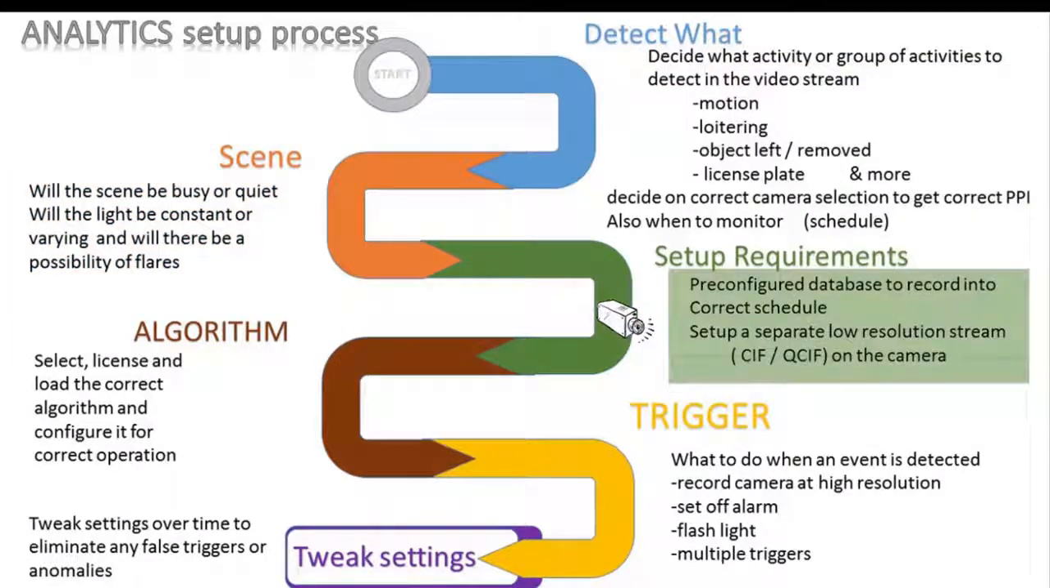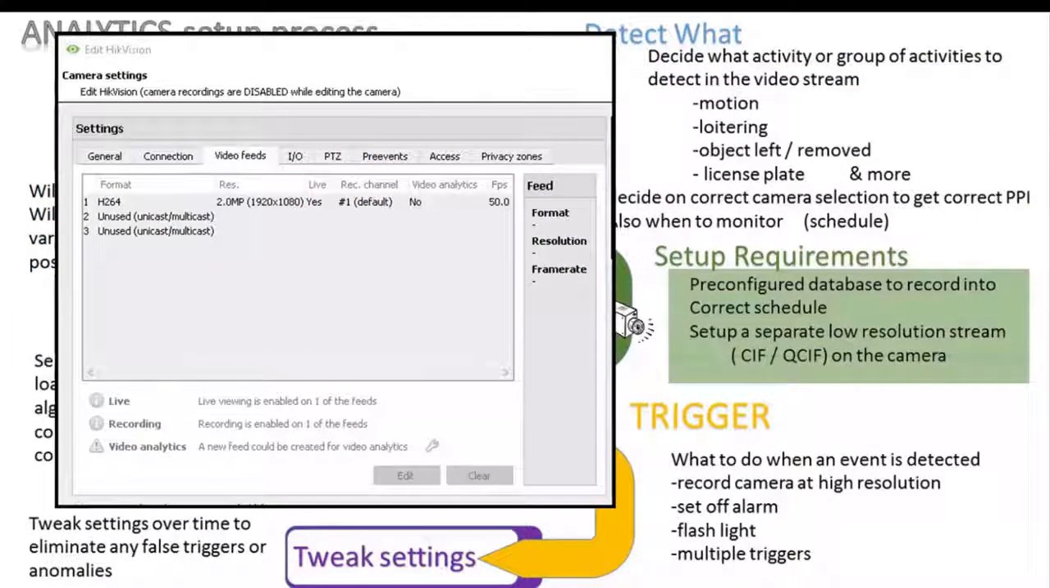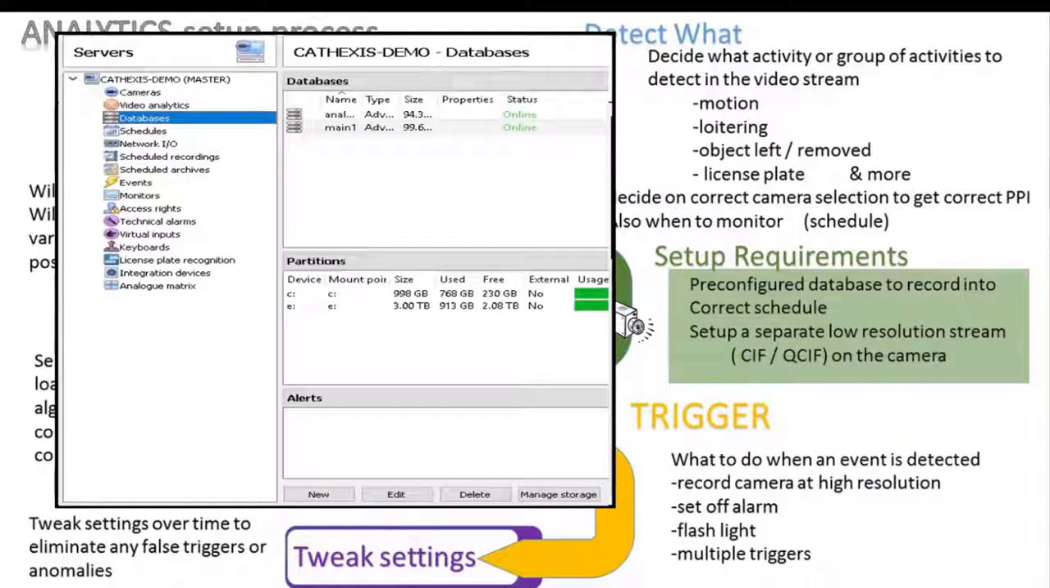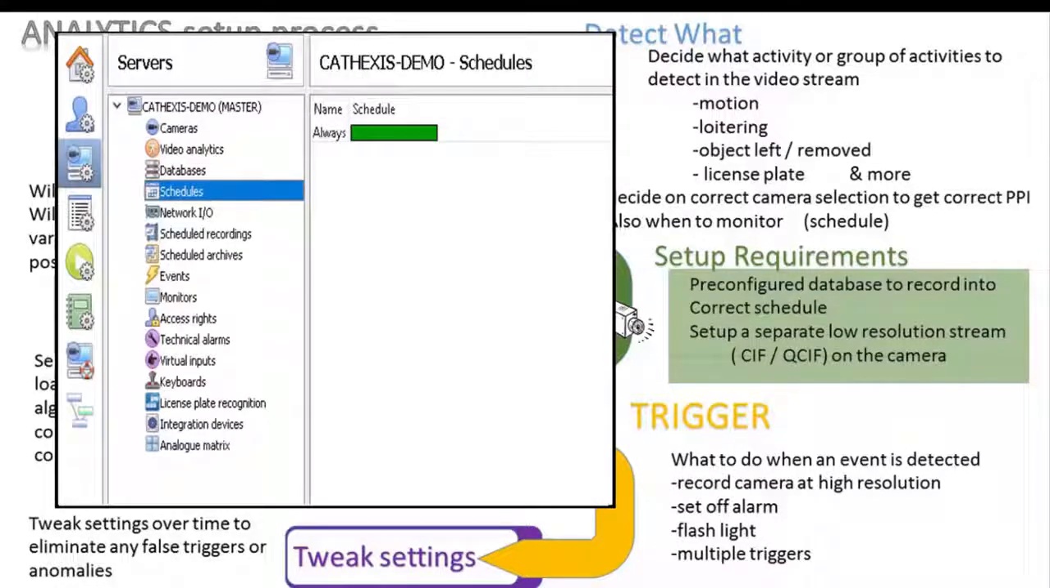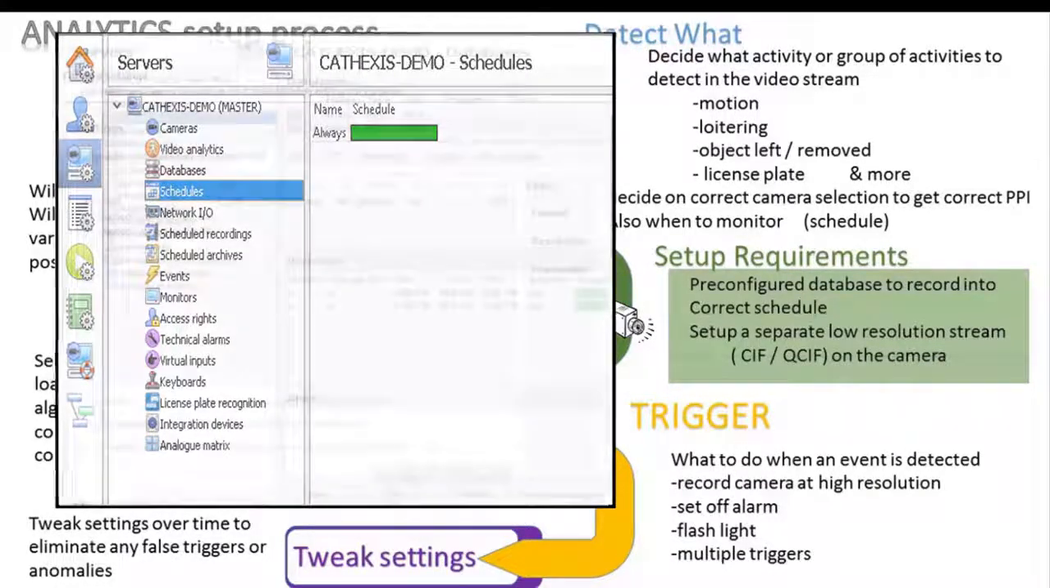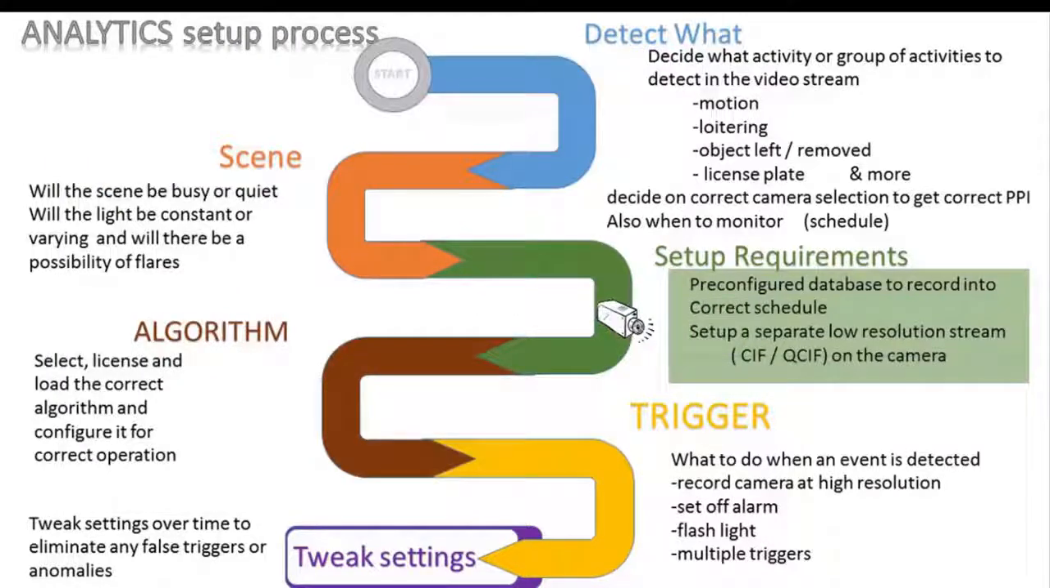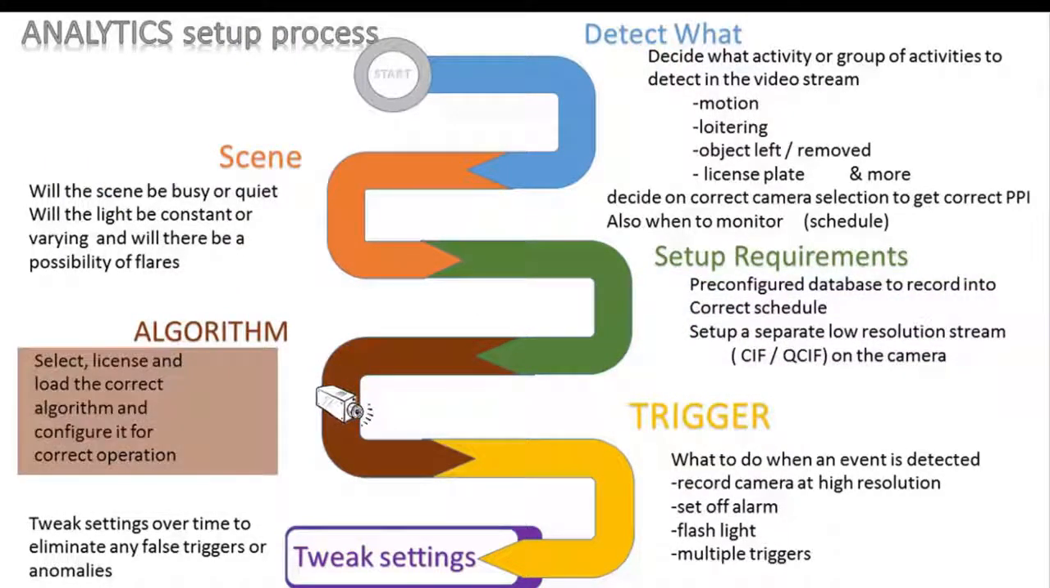The setup requirements for most video analytics will most importantly be a second camera stream that can be configured to a low resolution. This is important as it allows the algorithm to function more efficiently and quicker. A pre-configured database with sufficient storage space is also needed if recordings are a requirement. Then of course, schedules are also needed to satisfy the when requirements. Now the correct algorithm can be selected, licensed, and loaded.